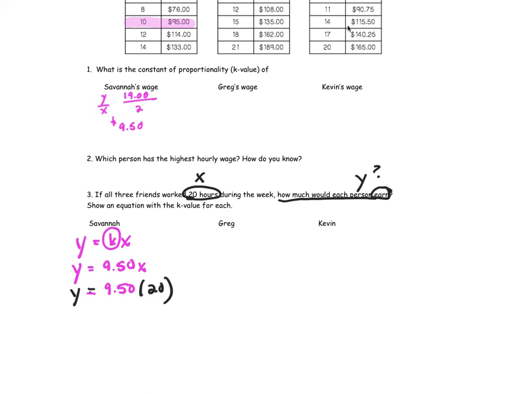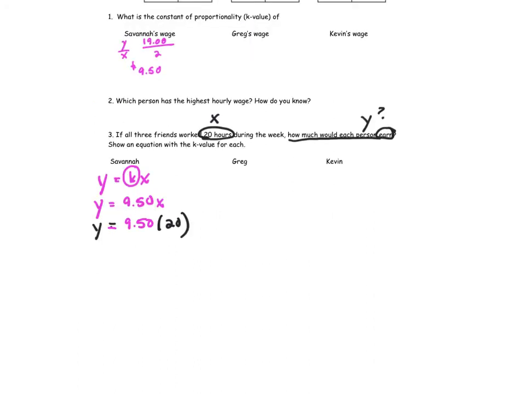So you can pause and use your calculator now and tell me what $9.50 times 20 is. So y equals 190. So let's go back to what we found out. That's how much that Savannah earned in 20 hours. So we can write Savannah earned, and now we want to put meaning to 190. $190 in 20 hours.